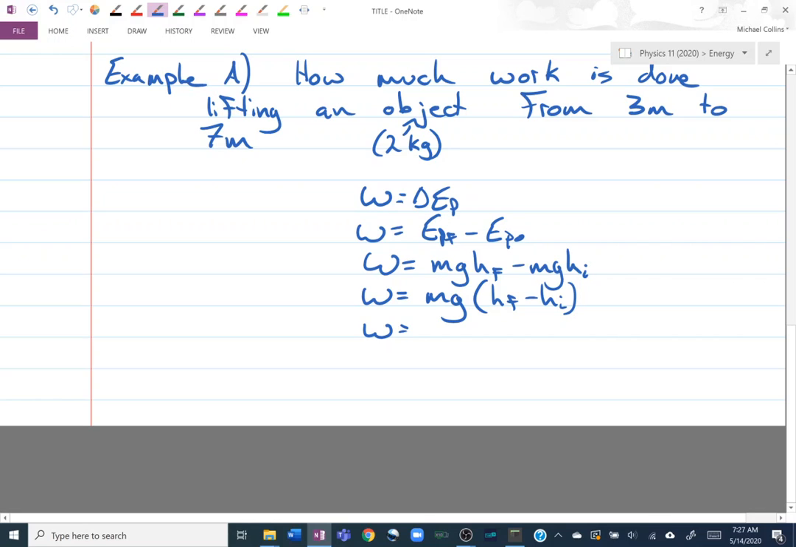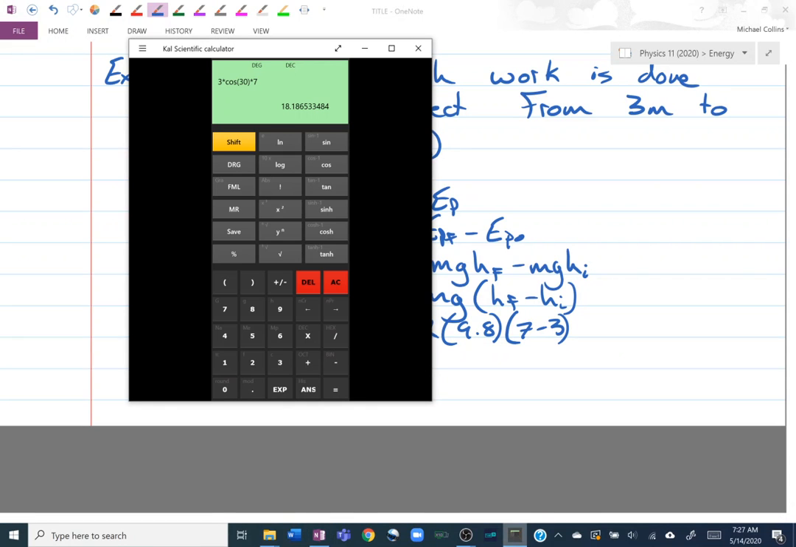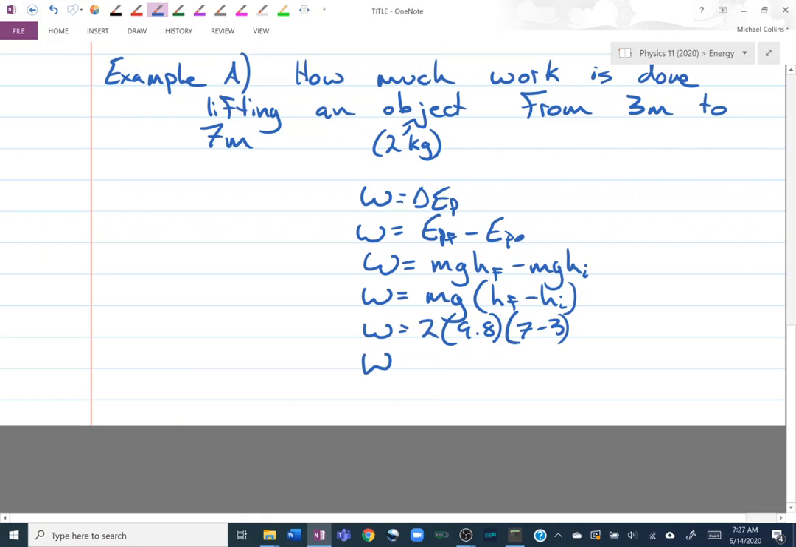So my work is equal to m, 2, times 9.8 times my final height, which is 7, minus initial height, which is 3. 2 times 9.8 times 7 minus 3, and I get 78.4. My work is equal to 78.4 joules.